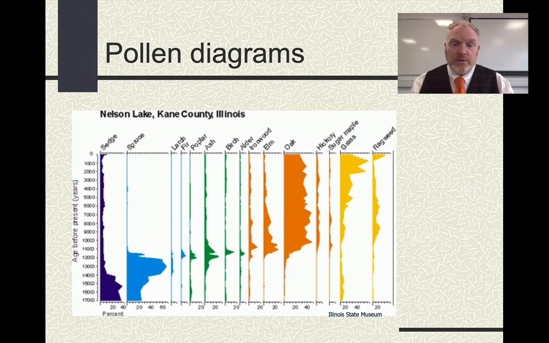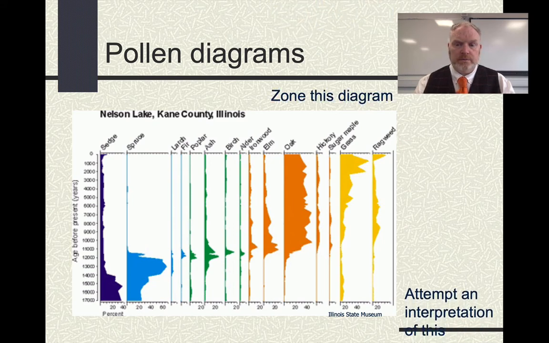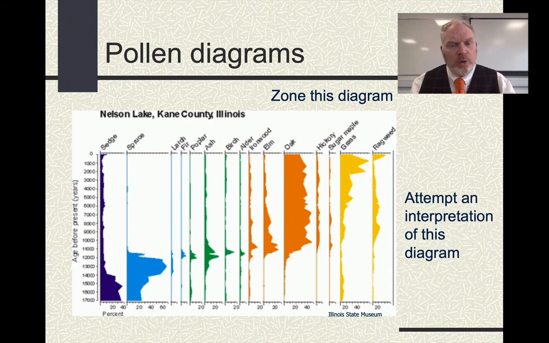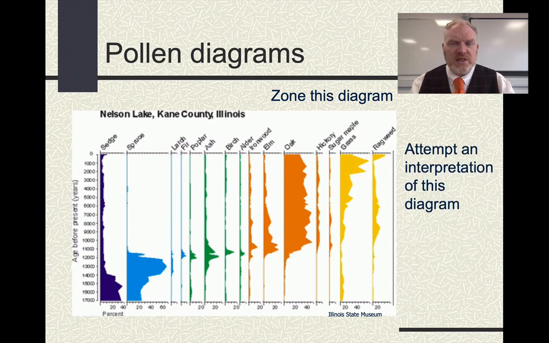Having done that first one, this is another pollen diagram from a different location in Illinois, Nelson Lake. I'd like you to zone this diagram as well, please. And then, what does that mean? What's this telling us about the vegetation in this area? How is it changing over this period of time towards the end of the Quaternary period?